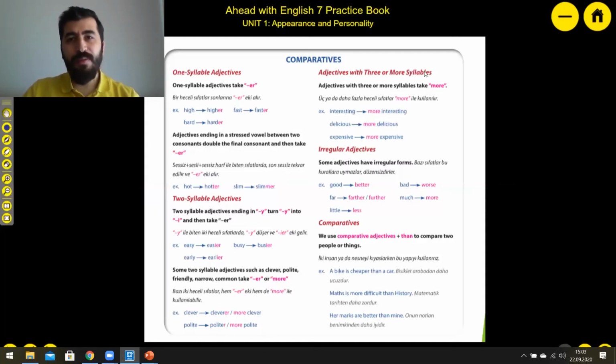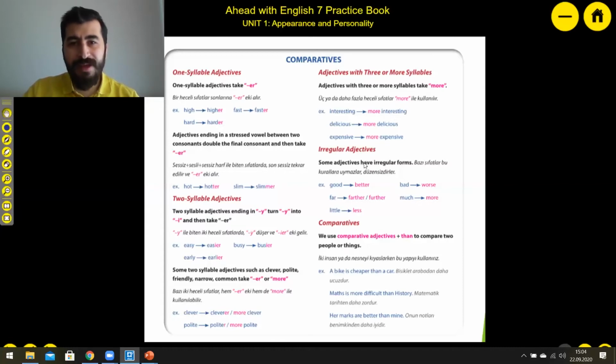Adjectives with 3 or more syllables means long adjectives like interesting, delicious, expensive. Not short, they are long adjectives. So we use more interesting, more delicious, more expensive. Remember, high, higher, hard, harder. These are short adjectives. Interesting, delicious, expensive. They are long adjectives. So we use more interesting, more delicious, more expensive.